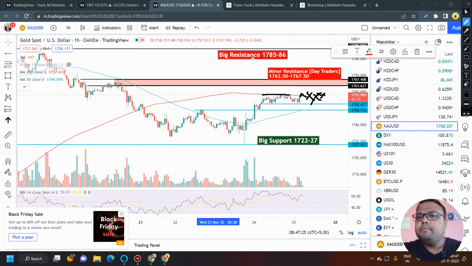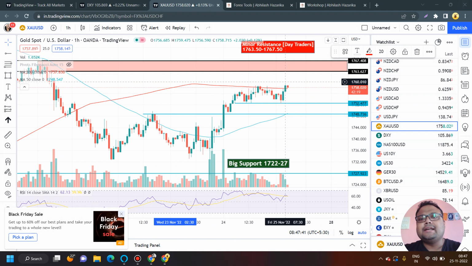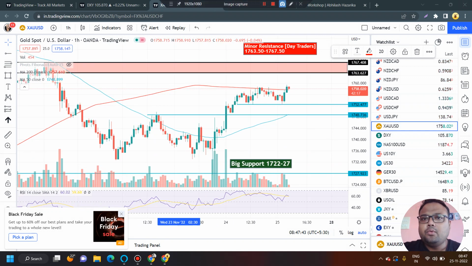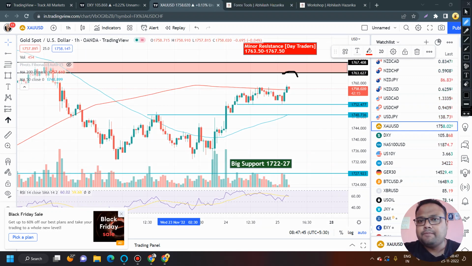During the day, if you see market going up, then 1763.50 to 1767.50 will play a good role for the market as resistance. If the volatility of the market remains like this, listen to me carefully. If the volatility of the market remains like this, you can expect the market to reverse from this resistance level, from 64, 63, 65 level.